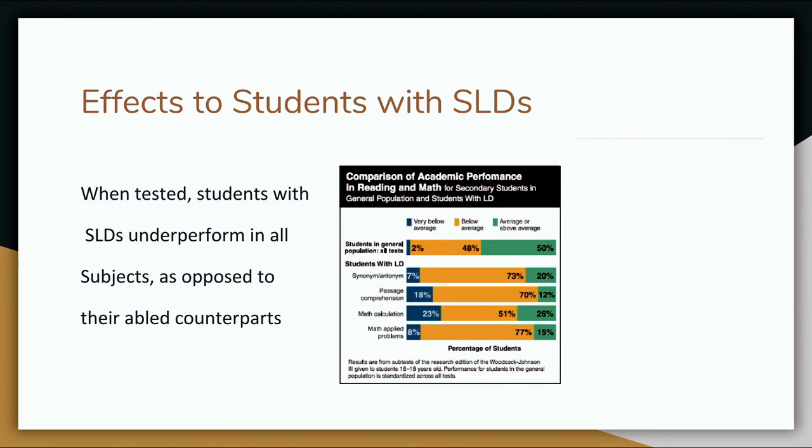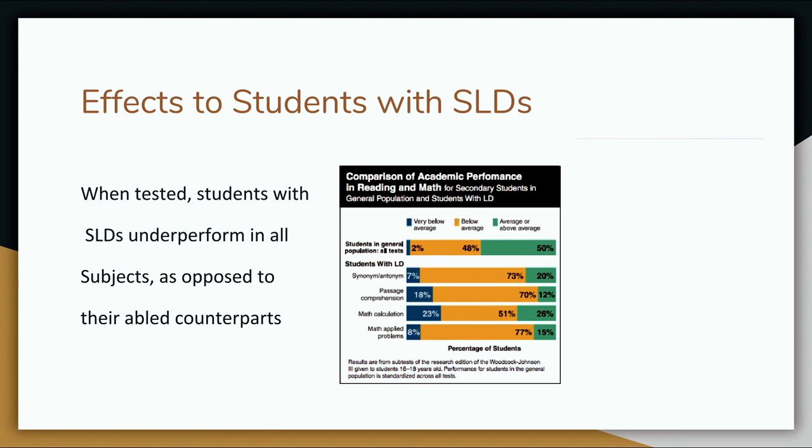Effects to the students with SLDs. A lot of times when the students with SLDs are tested, they underperform in most subjects, as opposed to the non-SLD students. If we take a look at the graph, we can see that in the students' general population, we have only 2% below average, or very below average, 48% is below average, and then 50 is above average. So it's basically 50-50 on the average scale.